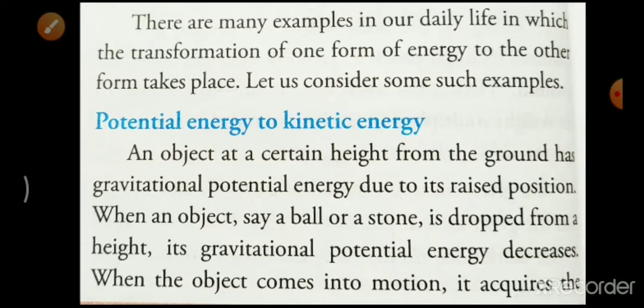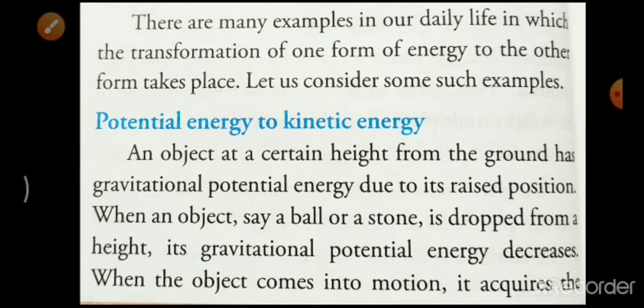How does that object get raised to a certain height? Obviously we need to perform some work on that object. Previously we learned that whatever work we perform on an object is stored in the form of energy. So to raise the object, the work we do is stored in the form of potential energy, and that is called gravitational potential energy, because we are performing the work against gravity.